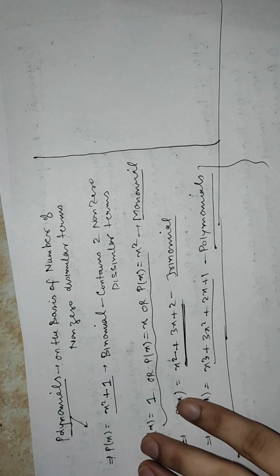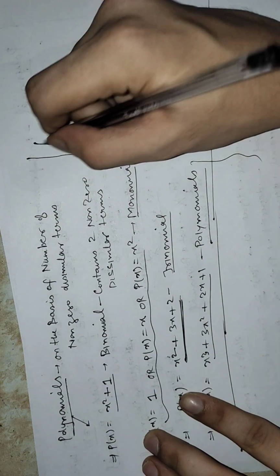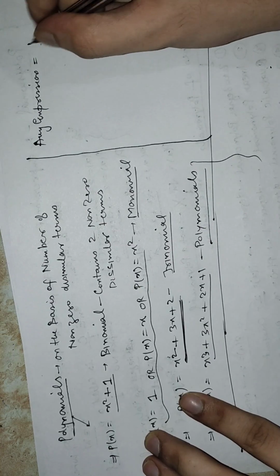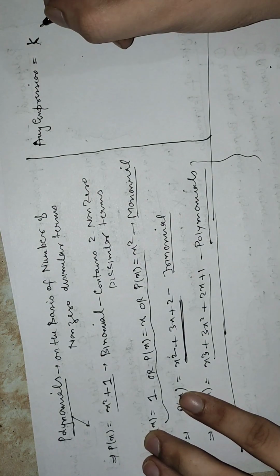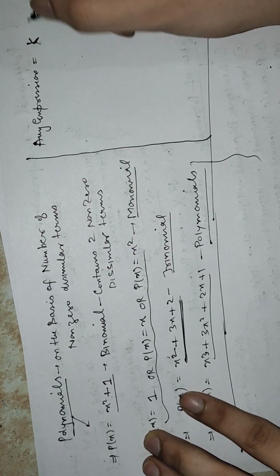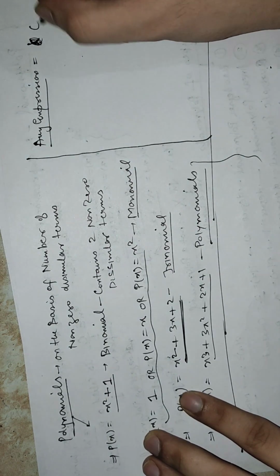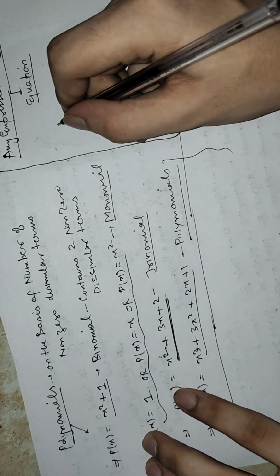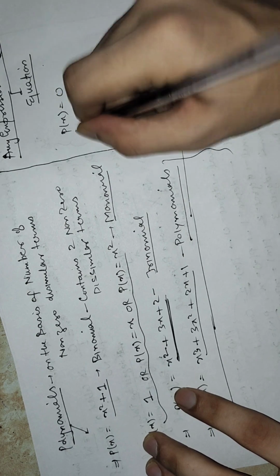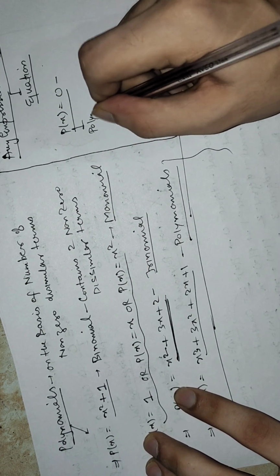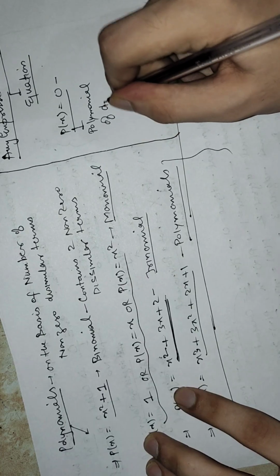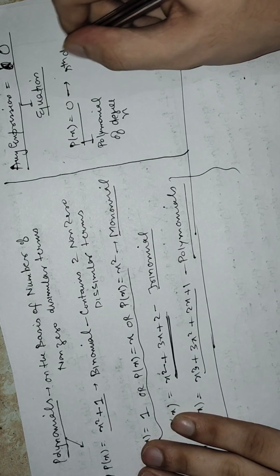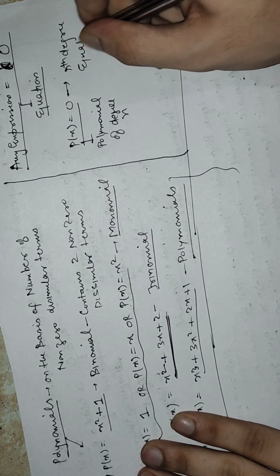Now, what is the meaning of an equation? Any expression equal to some constant, or basically any expression equal to 0, is called an equation, right? So if a polynomial P(x) = 0, and this is a polynomial of degree n, this equation is called an nth degree equation in x, right?